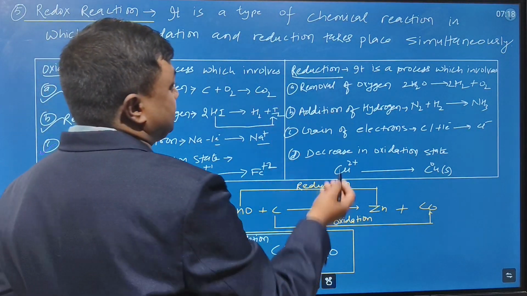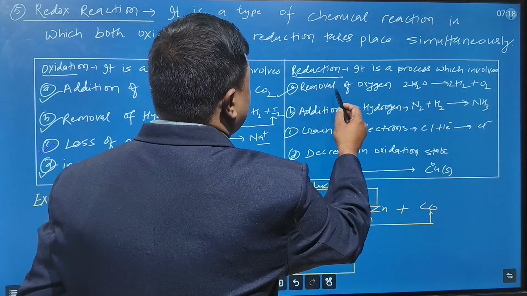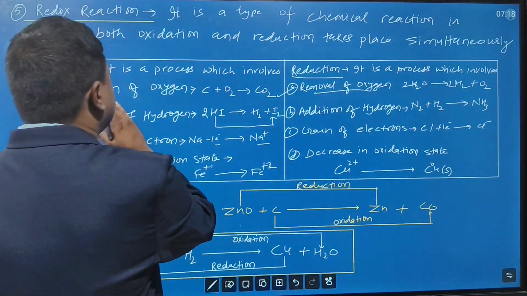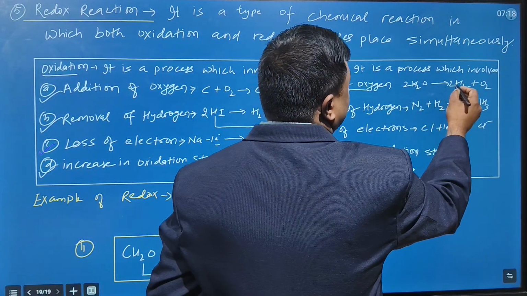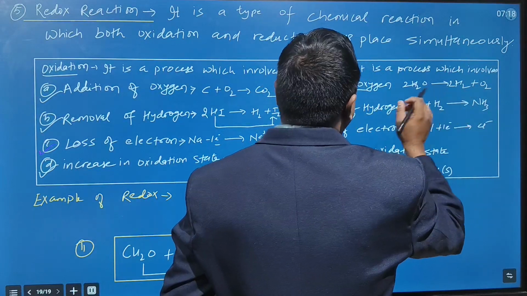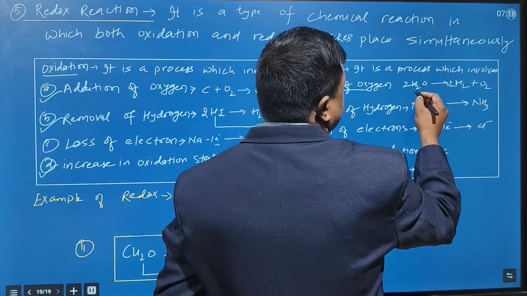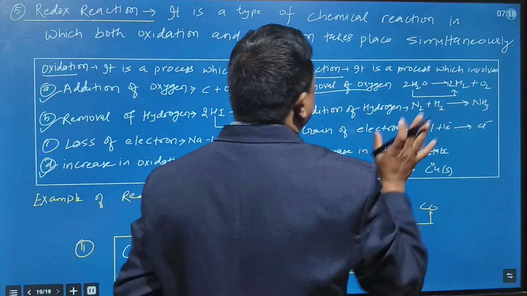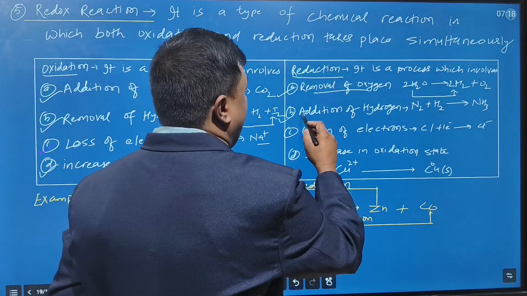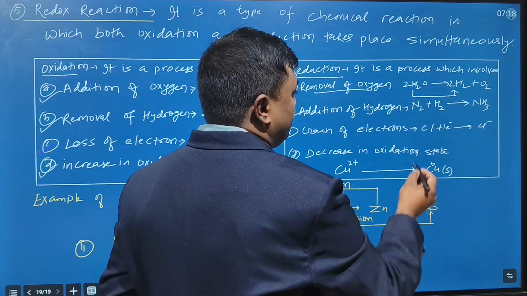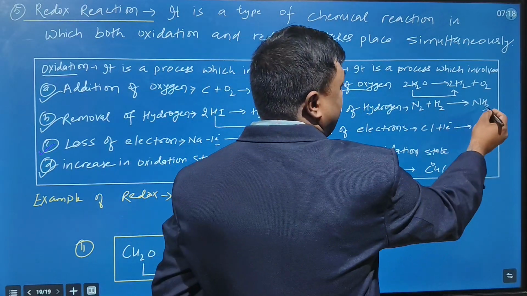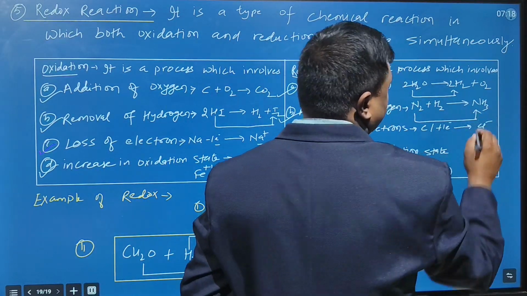What is reduction? It is a process which involves removal of oxygen. It is just the reverse of oxidation. For example, water gives rise to H2 plus O2. You can see here, with hydrogen oxygen is there, with hydrogen oxygen is not there. So what is this? Reduction. Or addition of hydrogen, like nitrogen reacting with hydrogen gives rise to NH3. You can see with nitrogen hydrogen is not there, with nitrogen hydrogen is there. So this is reduction.